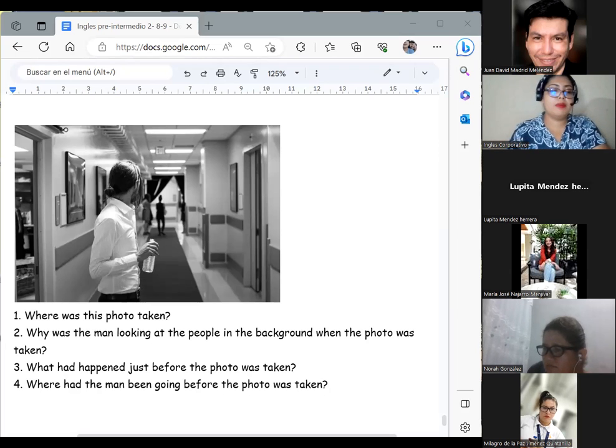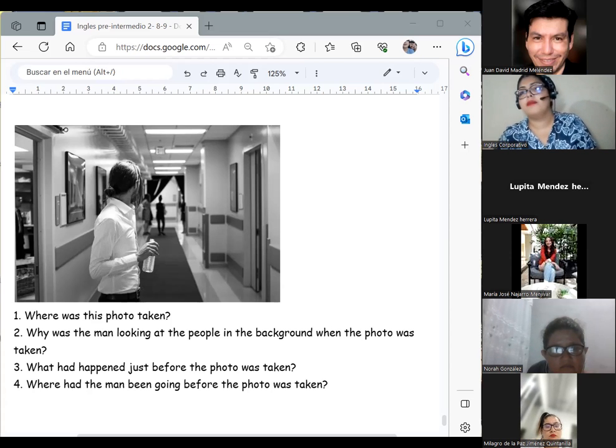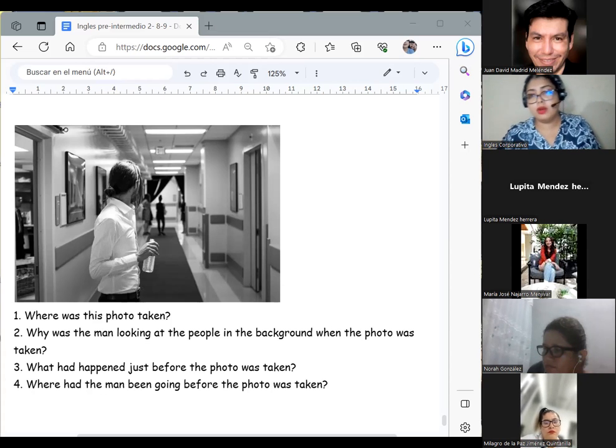Ahora, si vemos las estructuras de las preguntas, nos podemos basar también en las estructuras de ella para utilizar the best tense, or the best part of the past tense para responder. Podemos ver en la primera, where was this photo taken? Podemos utilizar pasado simple. The photo was taken in a, y decimos un lugar, ¿verdad? Luego, en la segunda, podemos utilizar pasado continuo, luego pasado perfecto continuo. But in this case, it's like you have the decision to answer.